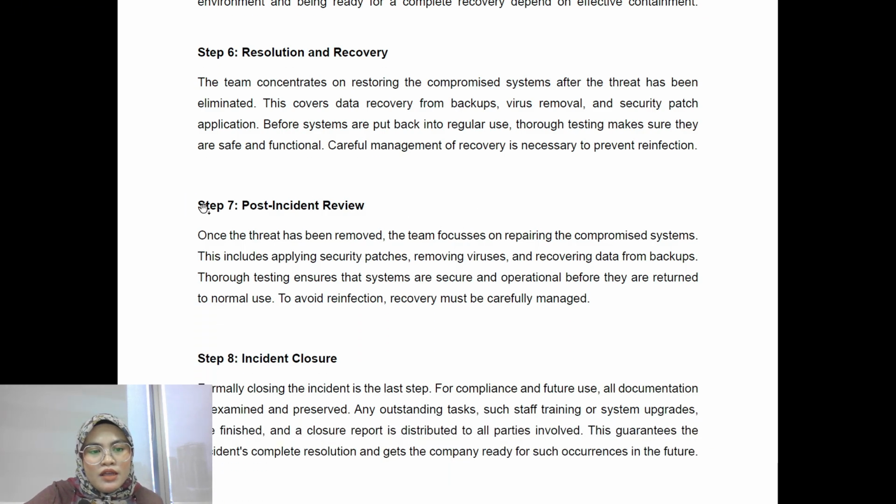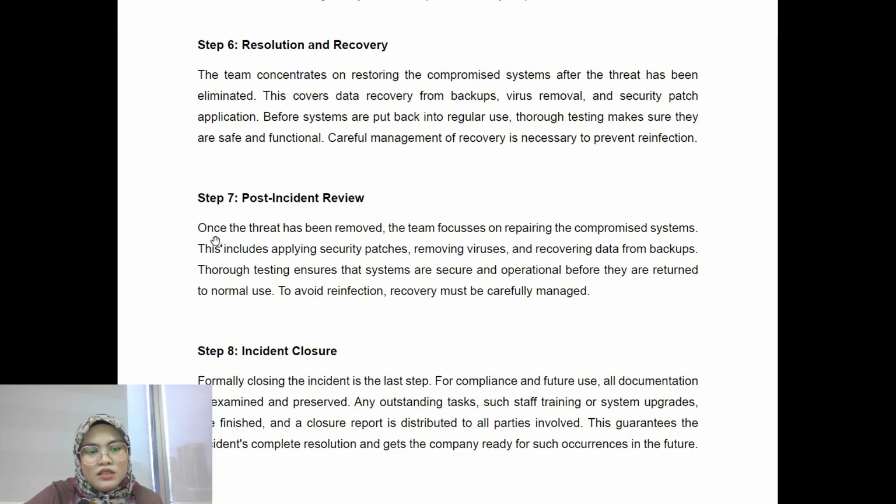So step 7 is post incident review, which is once the threat has been removed, the team focuses on repairing the compromised system, and this includes applying security patches, removing viruses, recovering data from backups, and also testing to ensure that systems are secure and operational before they are returned to normal use. And to avoid reinfection, recovery must be carefully managed.